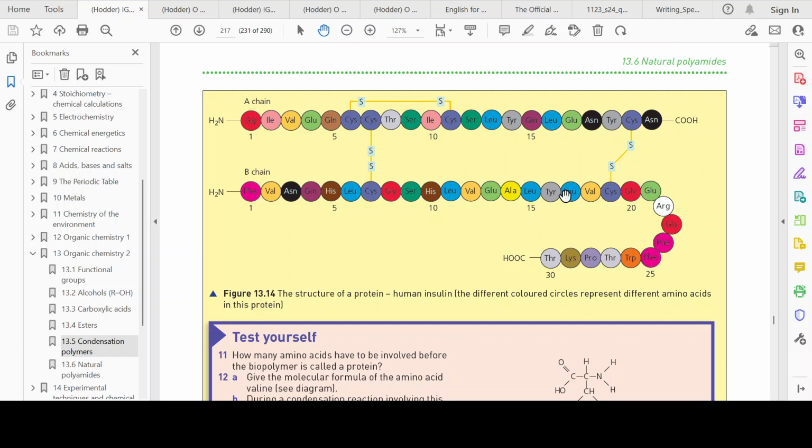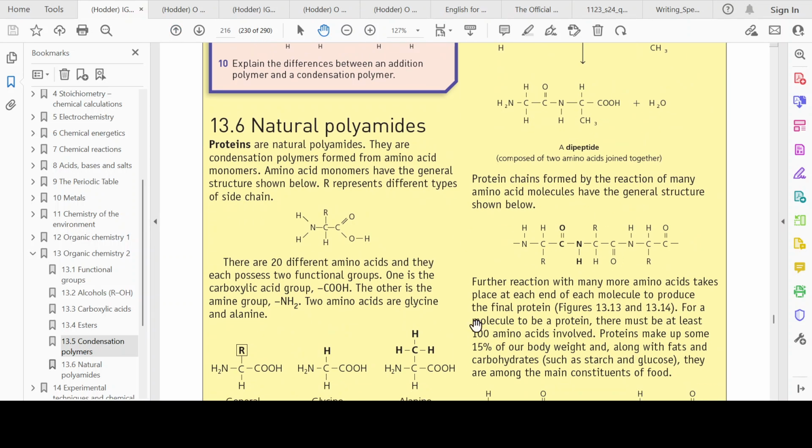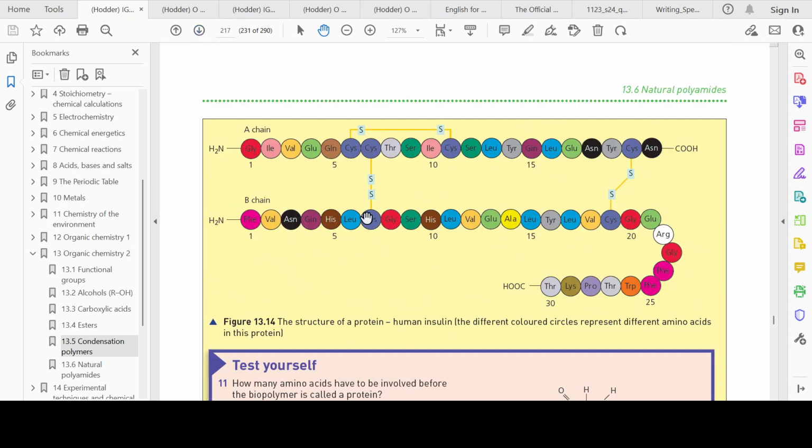And so the example that they've given negates the statement in the text itself, where they said you need at least 100. Again, I don't know why they put that there. So you've got two different chains linked together, and those two polypeptide chains make up one protein.